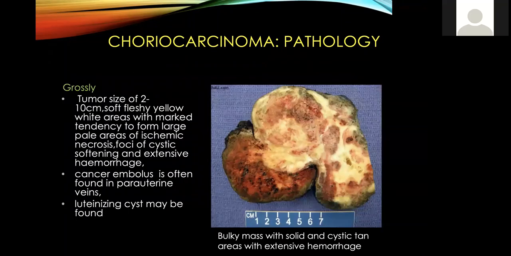Choriocarcinoma, let us understand the pathology. Now, if you see this tumor, grossly, it is a very fleshy tumor with yellowish white areas intermingled with large pale areas of ischemic necrosis. There are cystic and softening, extensive hemorrhages. Cancer embolus is also found in the parauterine vein, and luteinizing cyst may be found. This is a very big bulky mass with solid and cystic tan areas with extensive hemorrhage.